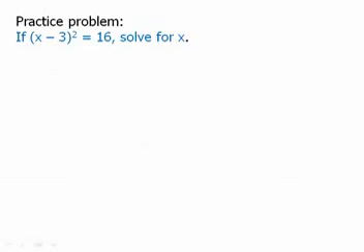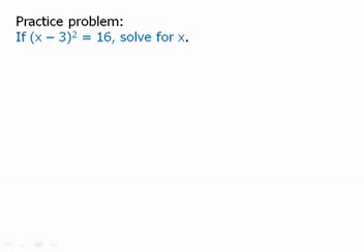So here's a practice problem. Pause the video and see if you can solve this. Now, of course, one way to solve this would be to FOIL that out. We have the square of a binomial, so figure out the square of that binomial, then subtract 16 from both sides, we get a quadratic. You'd factor that quadratic. That would be a long way to solve it.